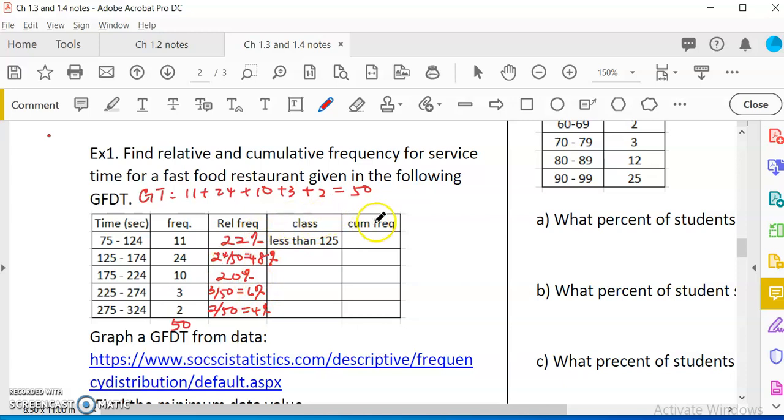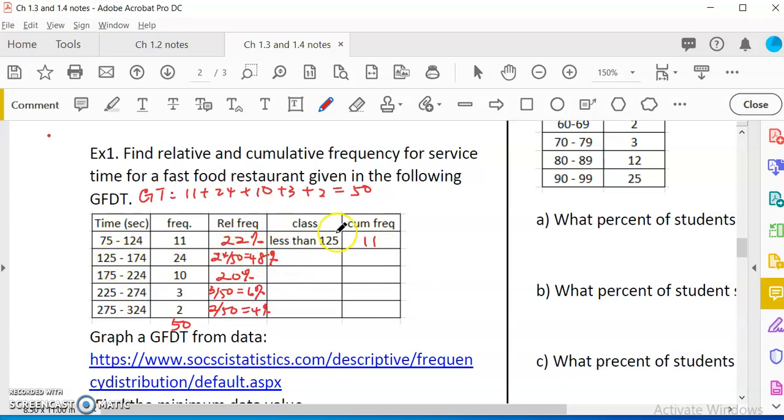So now cumulative frequency talks about how many are there cumulatively speaking. That means what is all the numbers in the first class. So the description for this class is not just 25 minus 24. 75 to 124 is less than 125. So all of these are less than 125. You do not say less than 124 because 124 is this class. So it's less than 125, which is the beginning of the next class. So when we say cumulative frequency, it is just the frequency. So it's 11. That's 11 in the first class.